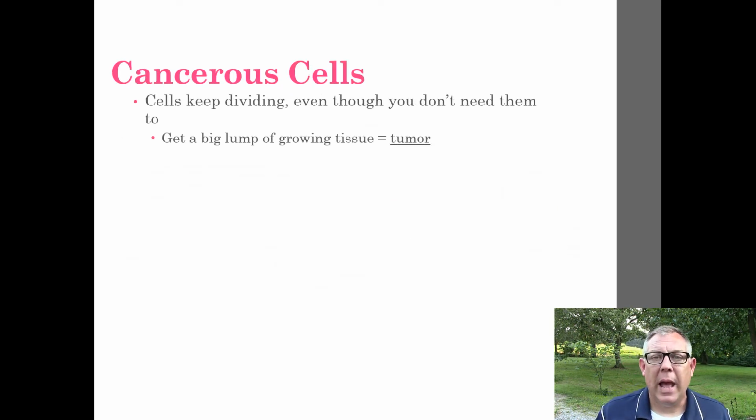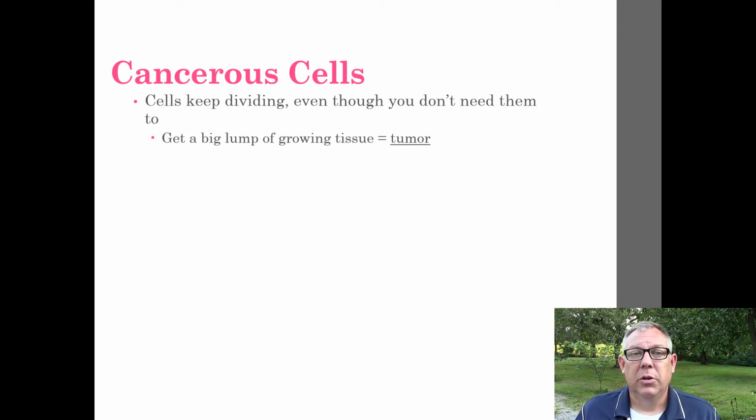So let's talk about what happens with cancer. And so because these cells keep dividing, even though you don't want them to, you get a big lump of growing tissue. You get more and more cells in an area, but you don't need it. And that's what a tumor is. It's a lump of cells that are actively dividing.